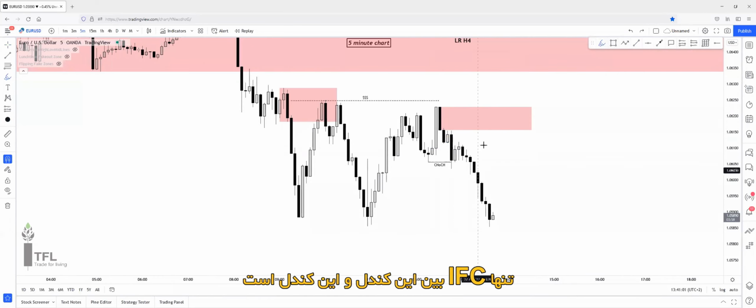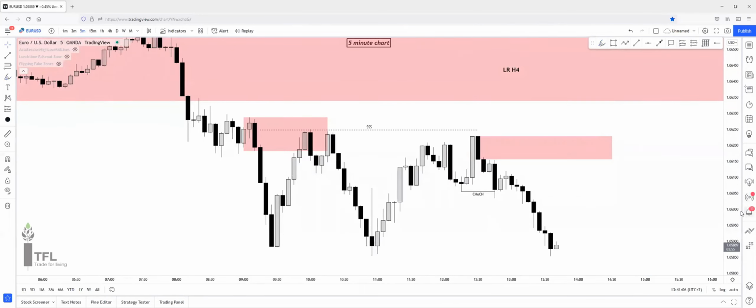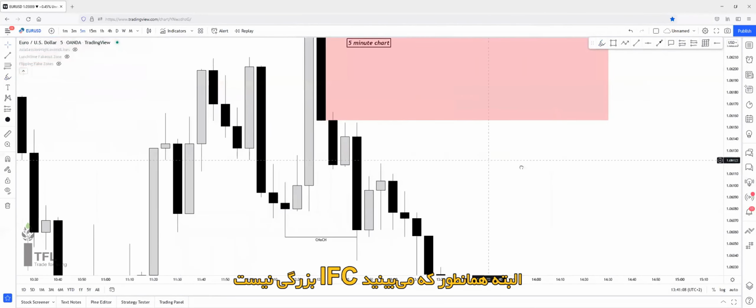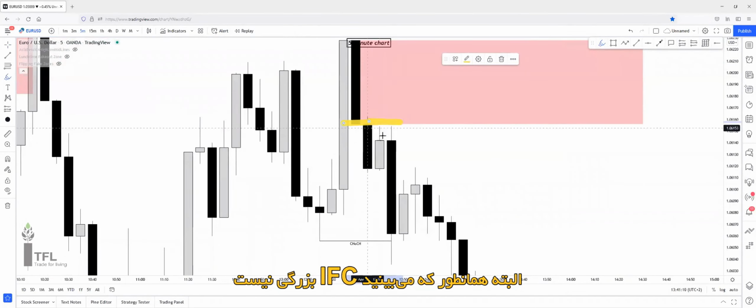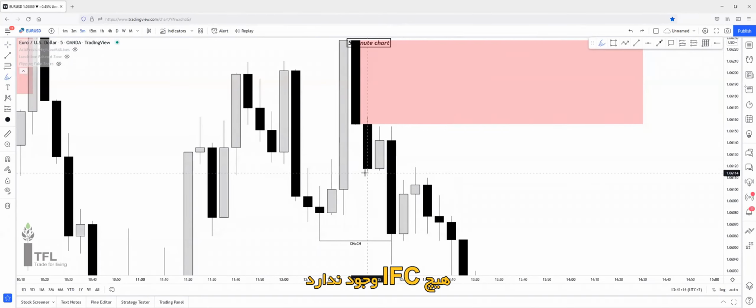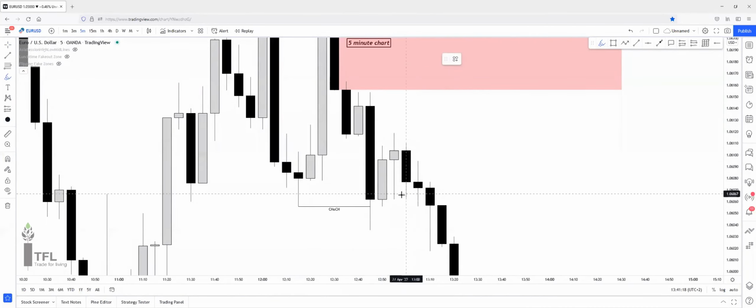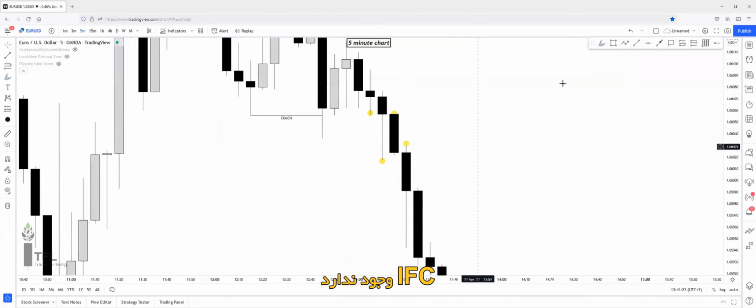The only inefficiency can be found between this candle and this candle. As you can see, that's not much of an inefficiency. So basically it's a very weak inefficiency. This isn't even an inefficiency, but that's the only inefficient price action area. There's no inefficiency.